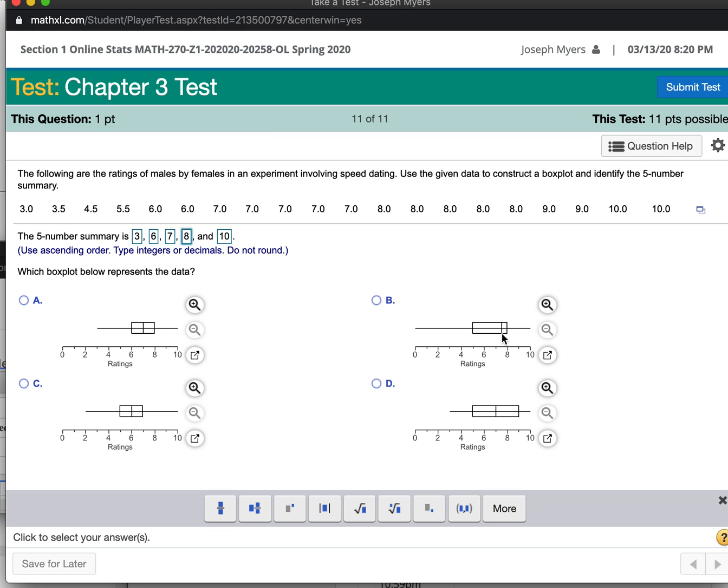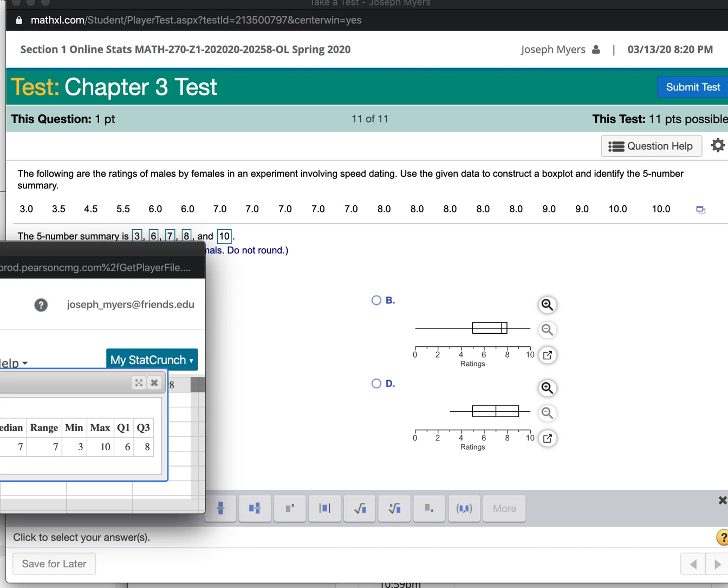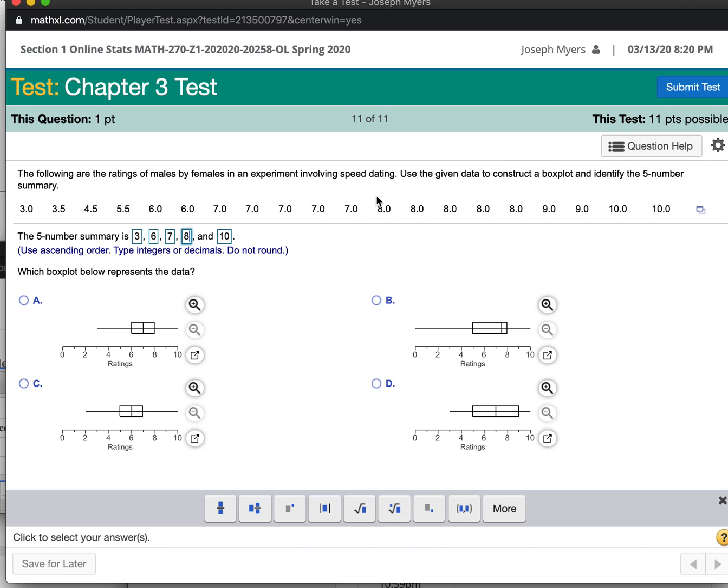That line in the middle is not at 7, so it cannot be B. This line is at 6, so it could not be C. And this line is at 7, so it could be either A or D. Now let's look at Q1, 6. So the bottom edge of this box needs to be exactly at 6. So the middle needs to be at 7, and the bottom of the box needs to be at 6. This one is a 7, but that bottom edge is not at 6. So the only possible answer could be A.